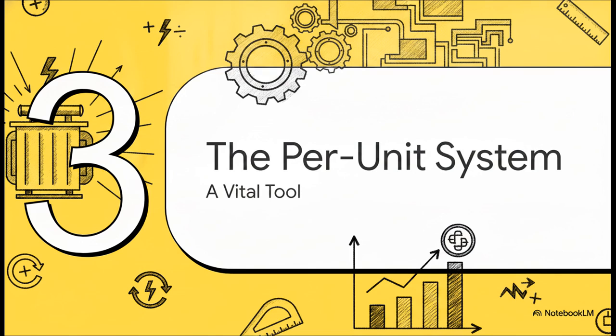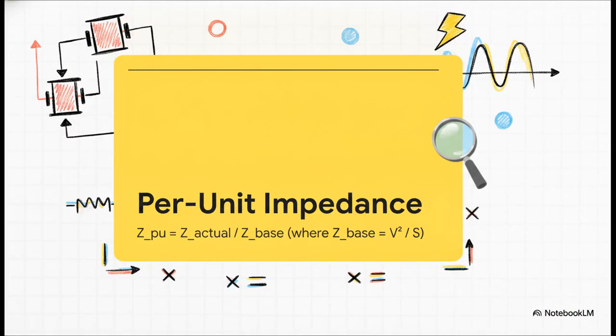Section 3. The per-unit system, a vital tool. Okay, before we wrap up the math entirely, we need to introduce a vital macro-level engineering tool. As we saw earlier, solving circuits with multiple transformers can be incredibly tedious because you're constantly referring voltages across different levels. The per-unit system totally eliminates this headache by measuring electrical quantities as decimal fractions of a base level.